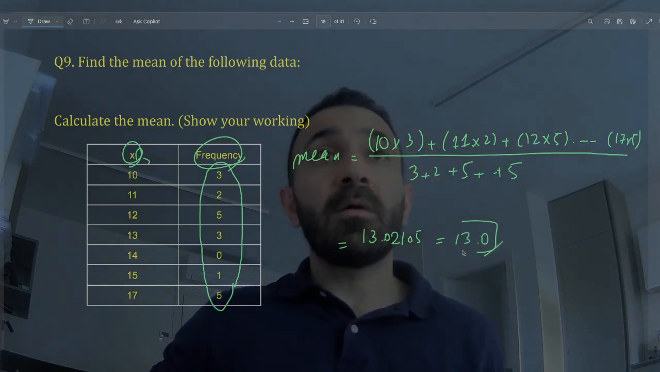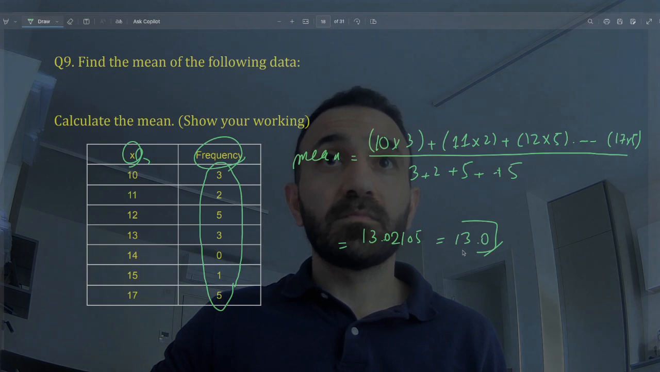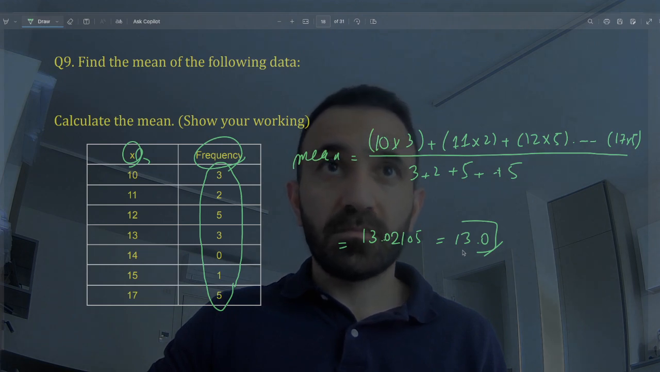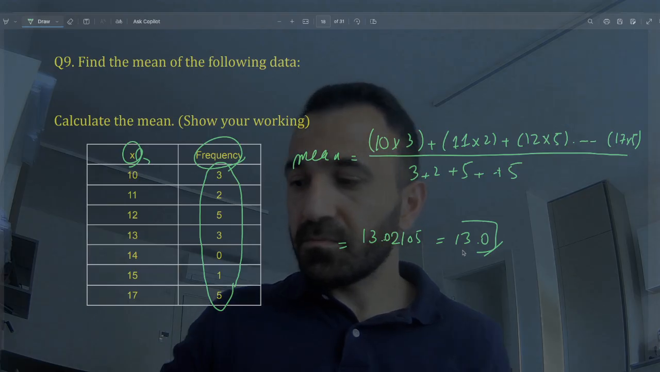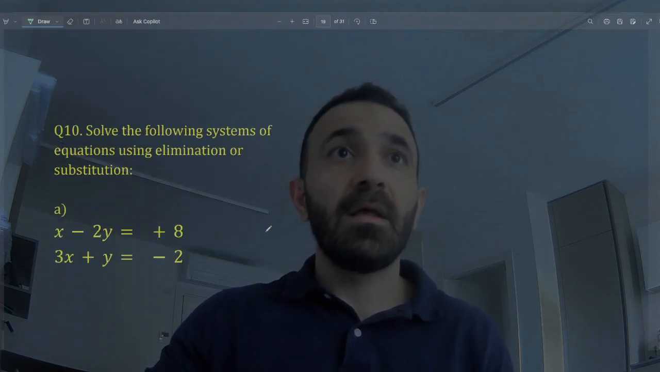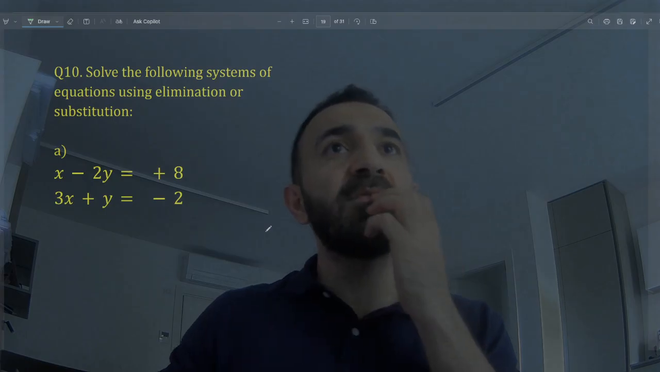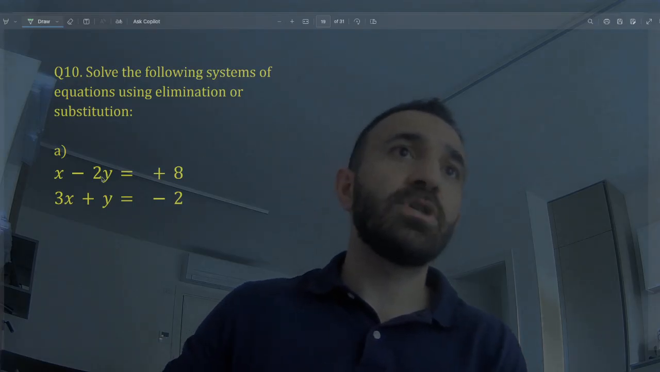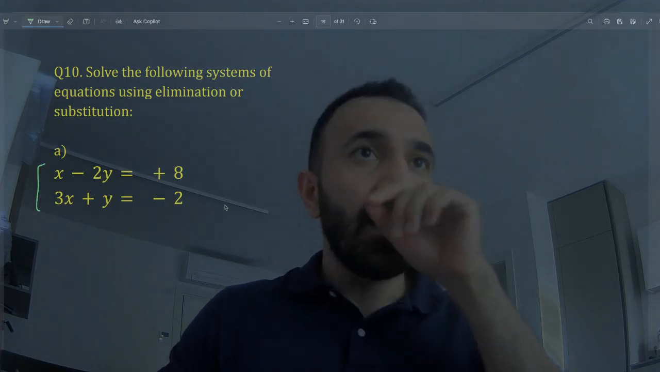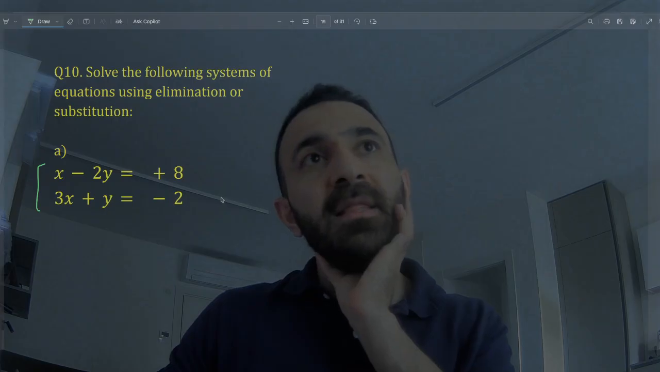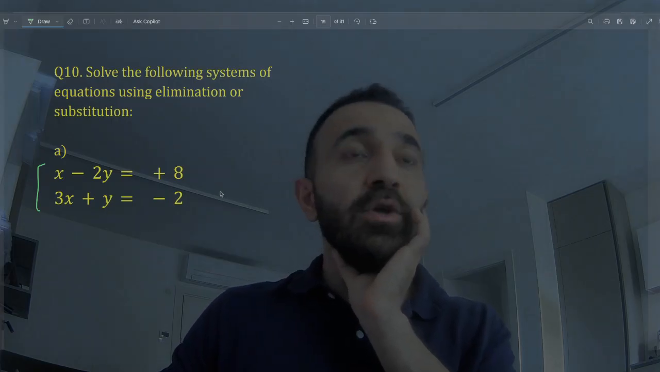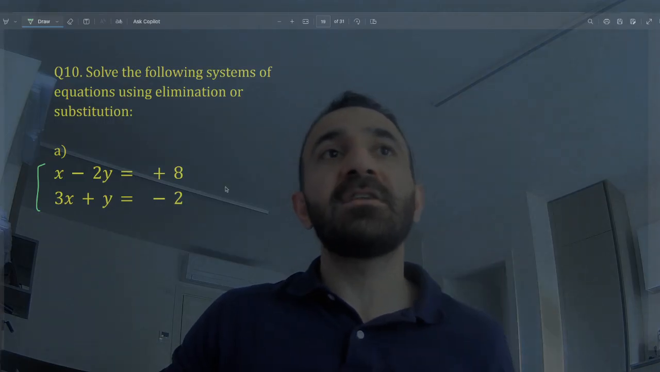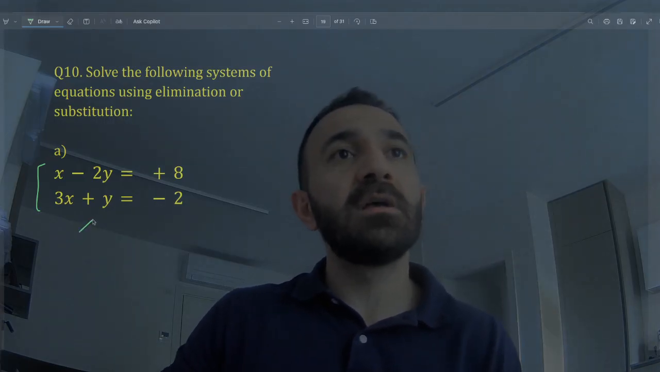Okay, now let's continue. Question number 10. Solve the following systems of equations using elimination or substitution. I'm going to solve one of them with elimination and one of them with substitution. You can use the other method just to practice it for yourself. Here I'm going to use substitution.